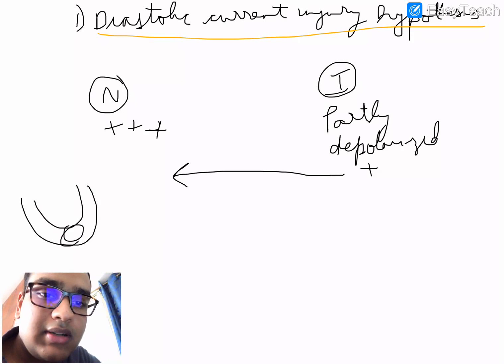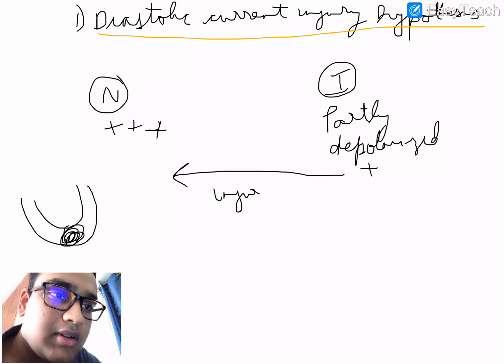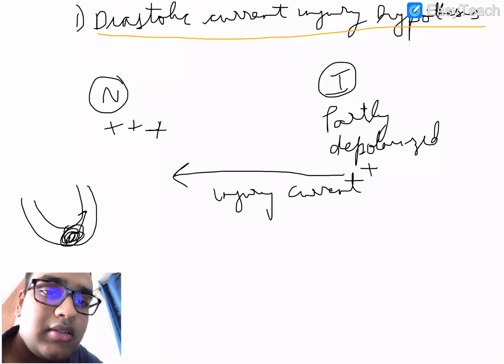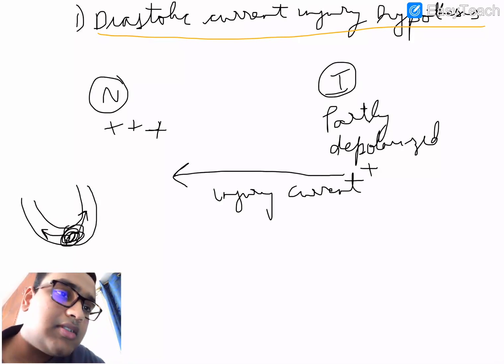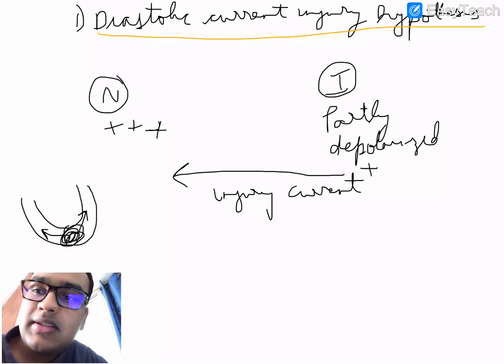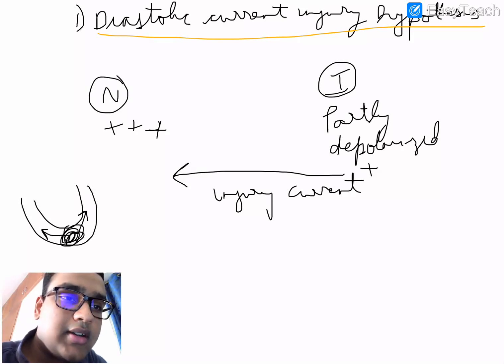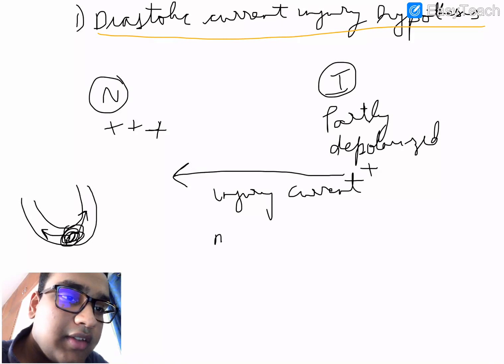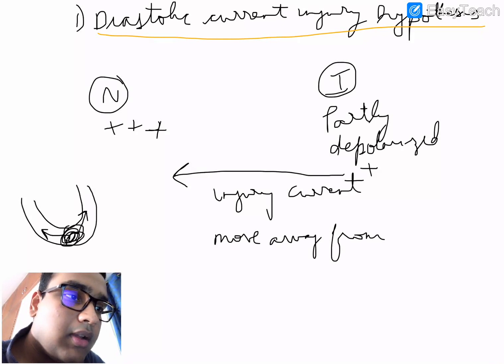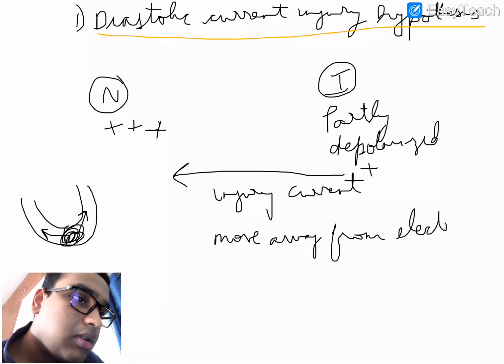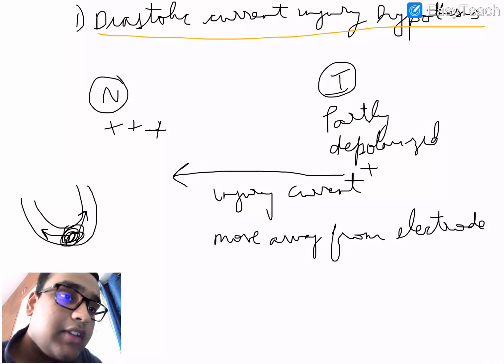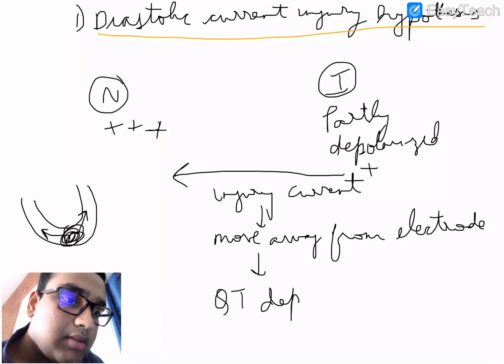Say this is the cardiac muscle, ischemia has occurred here. Because of this, there's an injury current. This is an important term to remember. Injury current is generated from the ischemic region towards the normal region. When this injury current is generated, it moves away from the electrode. So this is seen as QT depression.